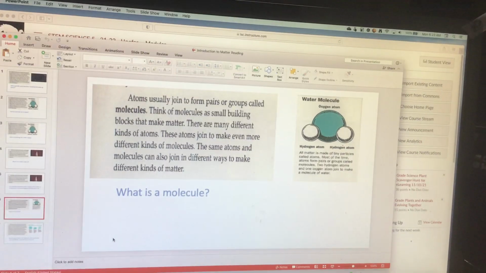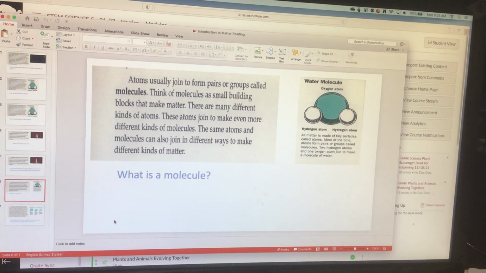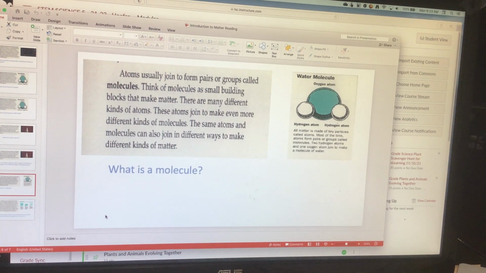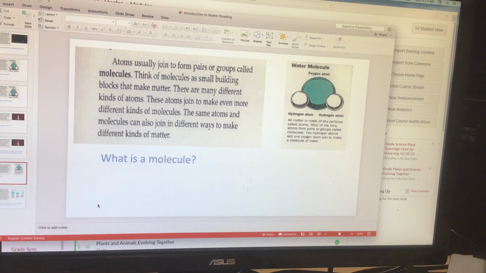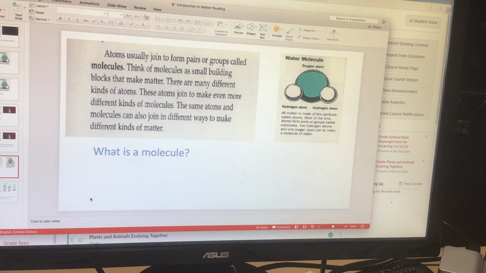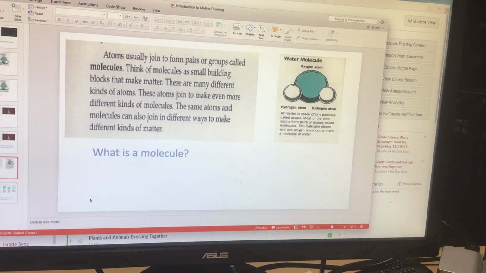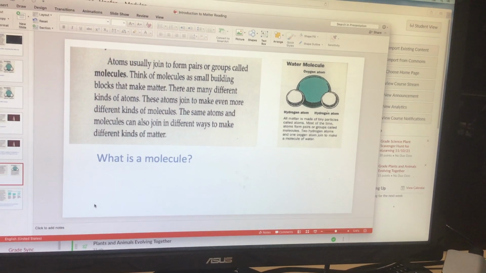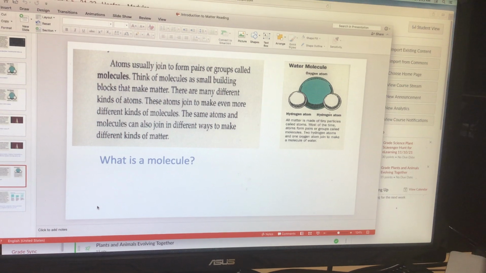Here we go, a new reading. Atoms usually join to form pairs or groups called molecules. Think of molecules as small building blocks that make matter. There are many different kinds of atoms. These atoms join to make even more different kinds of molecules. The same atoms and molecules can also join in different ways to make different kinds of matter.